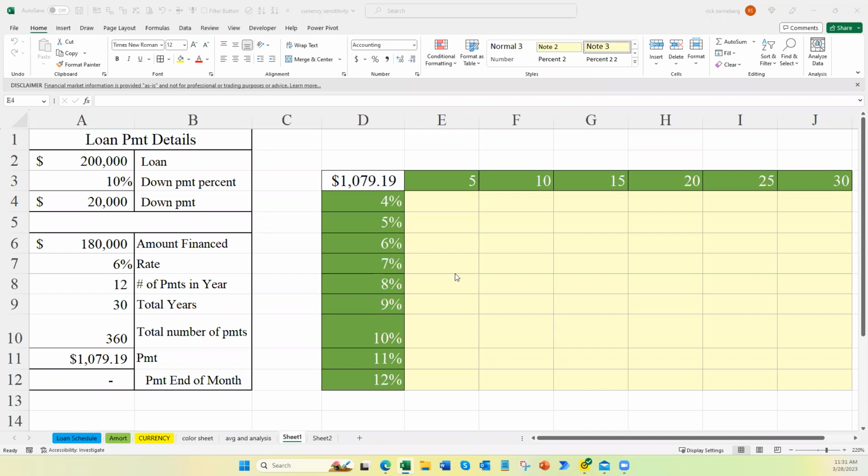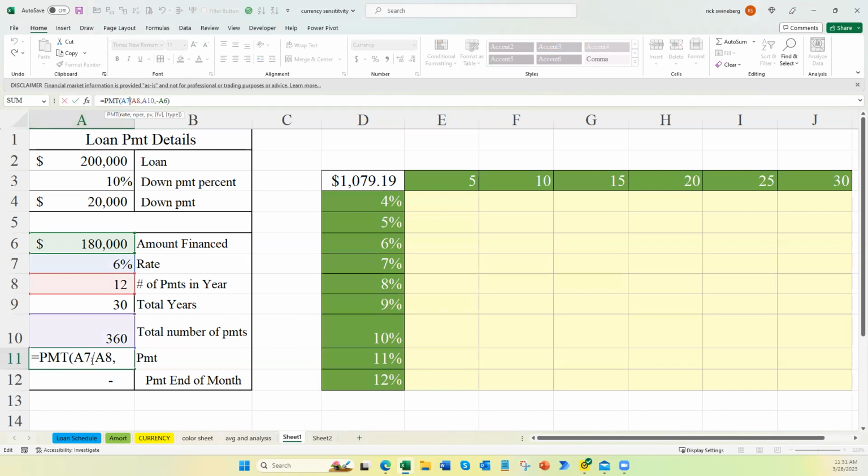Today I'm going to run you through two examples of data table analysis. This is used for analysis and for sensitivity. The first example has to do with a mortgage loan. I suspect that most of the people that run through Excel usually know how to calculate payments. I'm just going to go over it real quick with you.